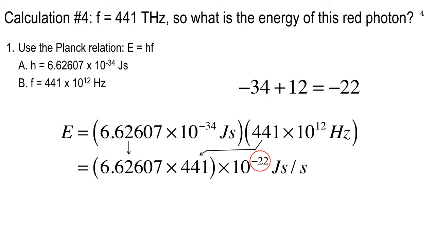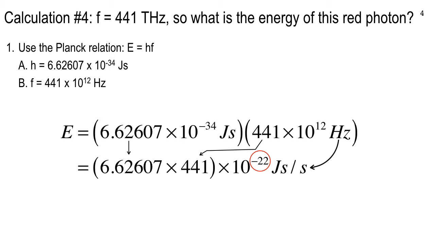And then the last thing that I would do is change this hertz over here into a per second. All right, so I have joules seconds per second instead of joule second times a hertz. Now, the only reason I do this is to make it easy to see that seconds and seconds cancel. A hertz cancels a second.